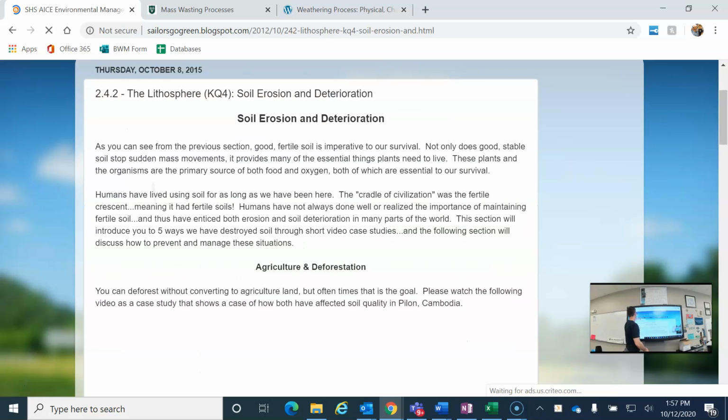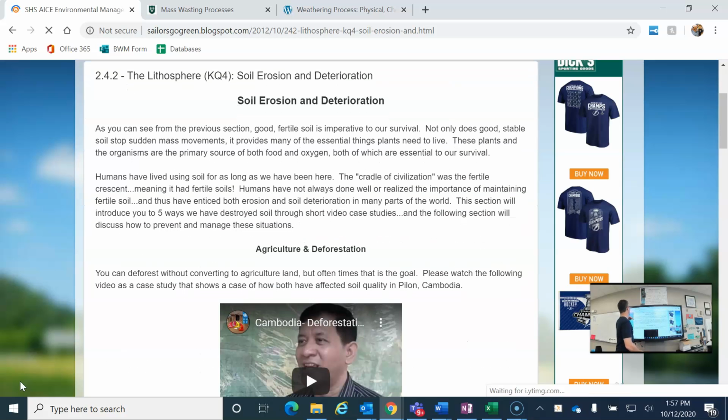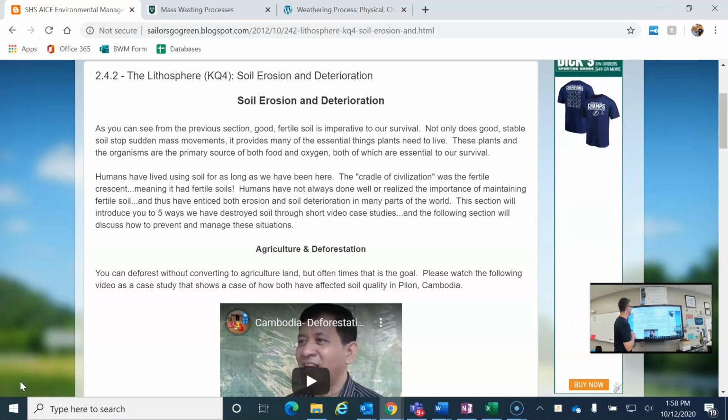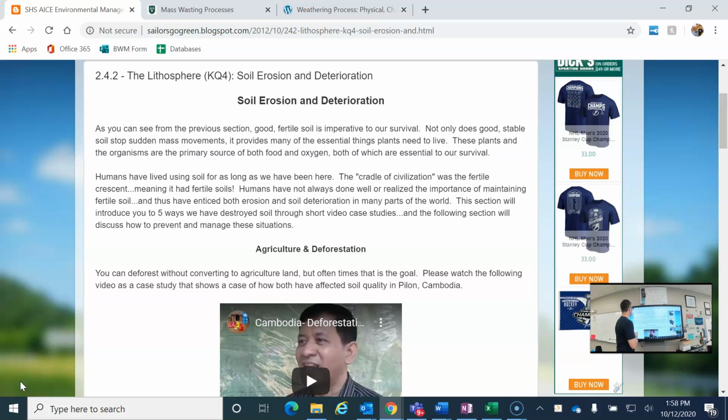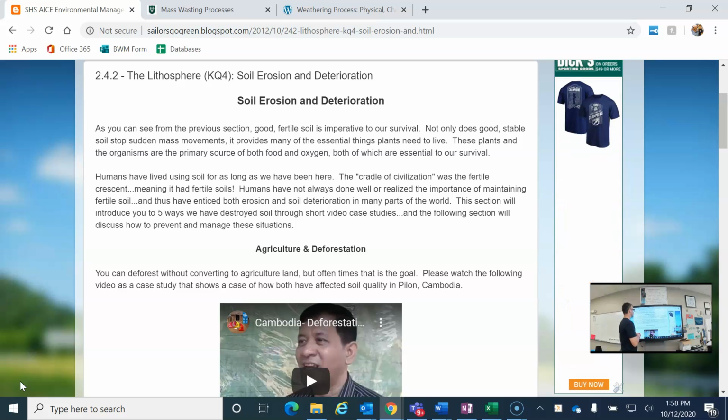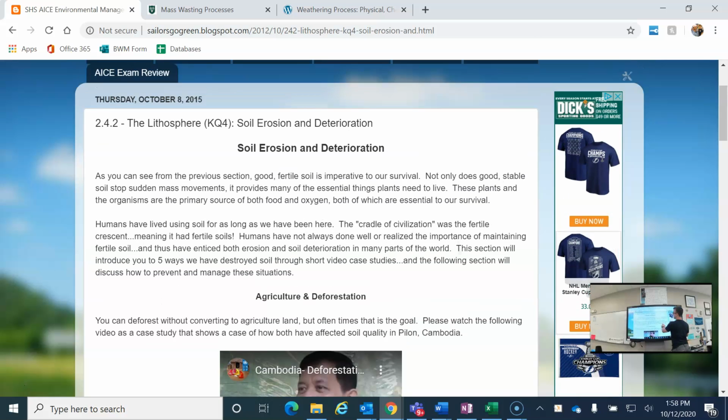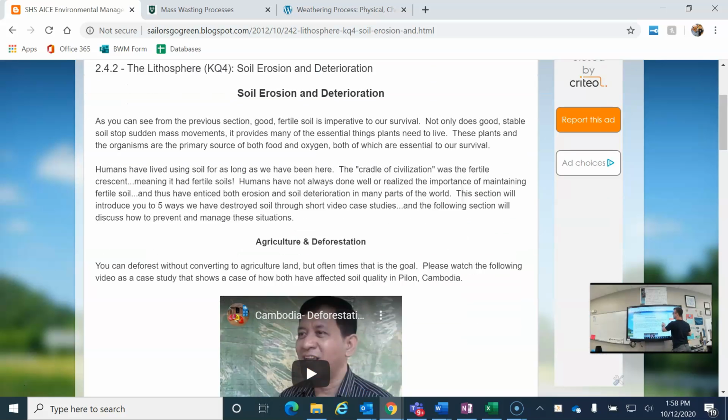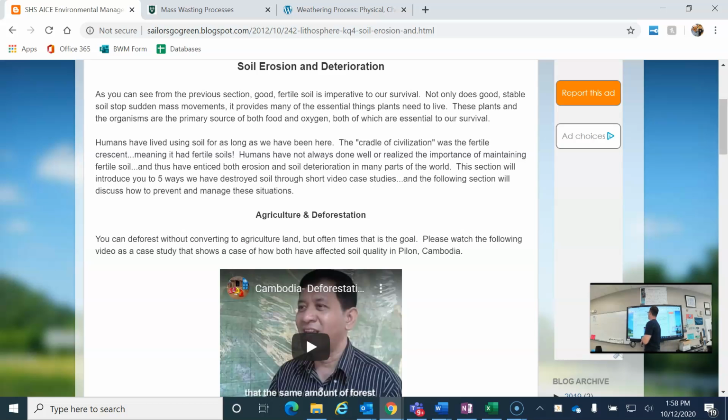All right. So as you can see from the previous section, fertile soil is imperative to our survival. Not only does good stable soil stop sudden mass movements, it provides many of the essential things plants need to live. These plants and the organisms are the primary source for both food and oxygen, both of which are essential to our survival.